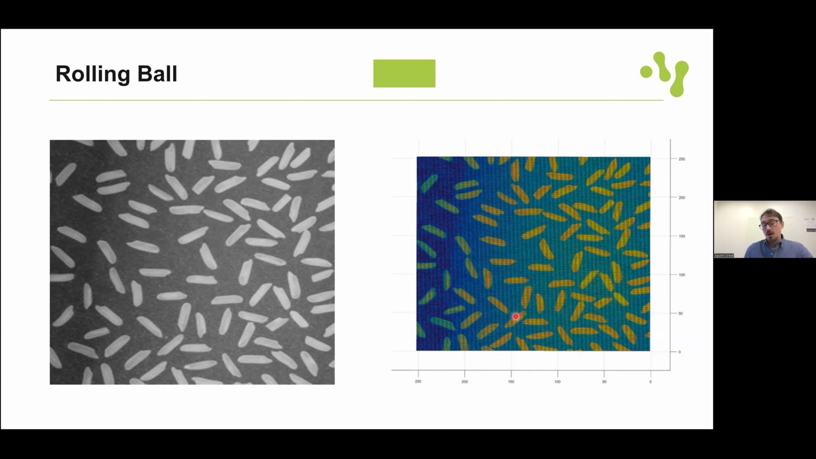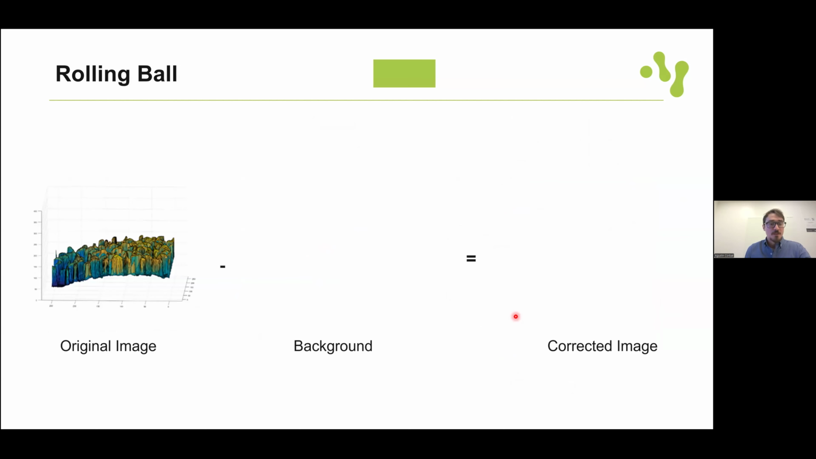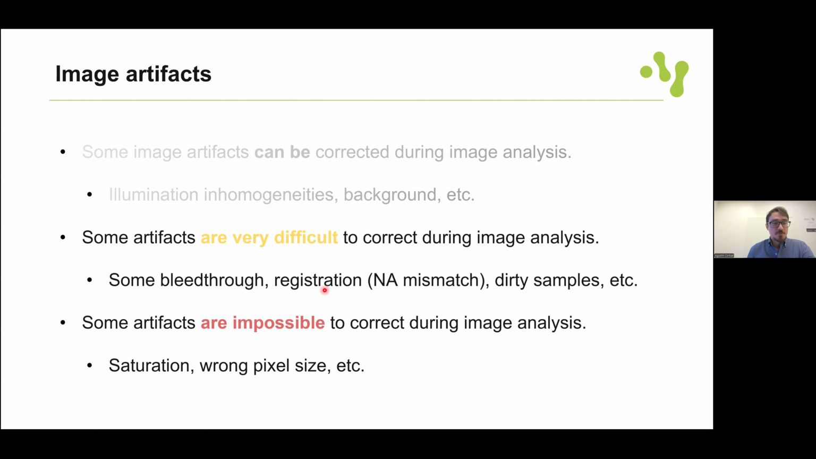This is the rolling ball algorithm. I think we can look at this over the workshop, but I wanted to keep it here so that you can access it afterwards. That's another way of subtracting.